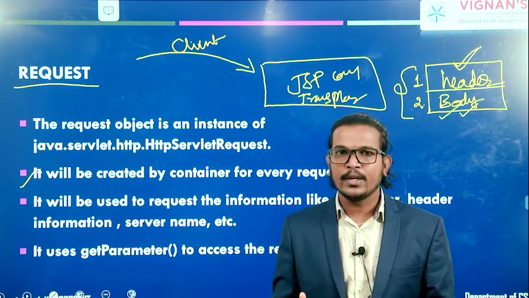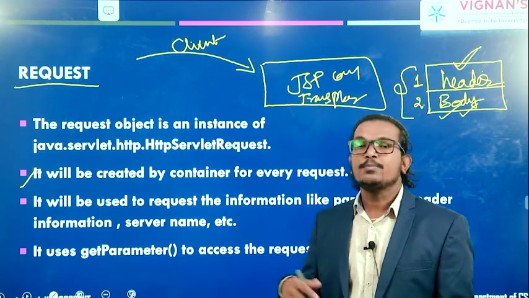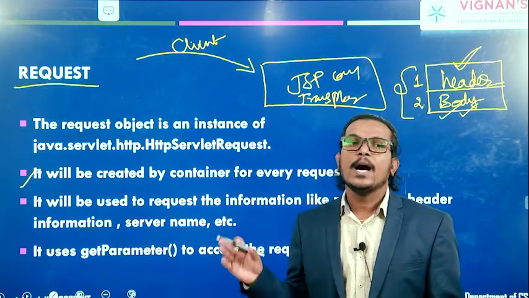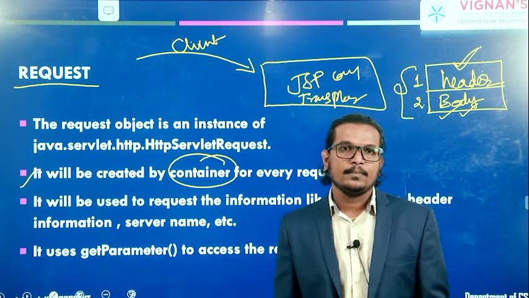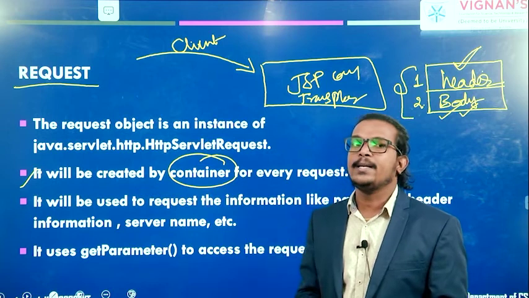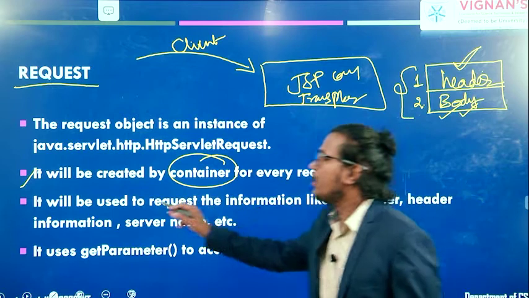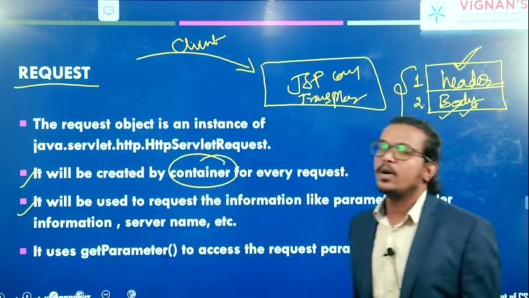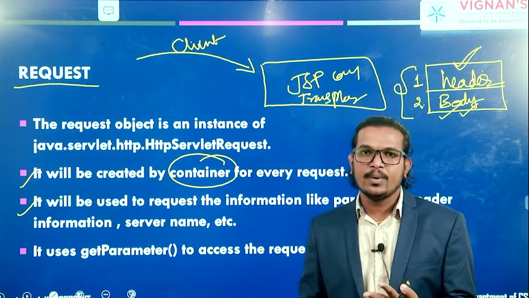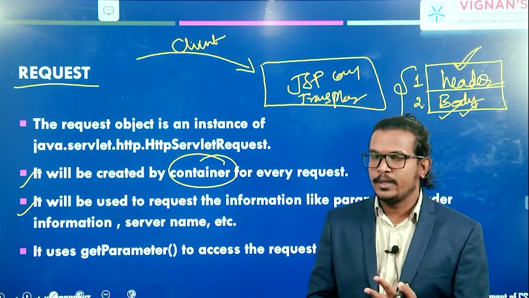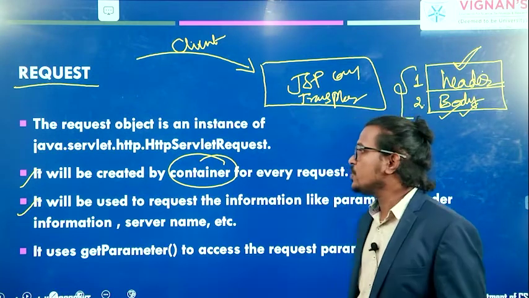For each and every request, a request object will be created, and this request object is maintained by the container. And one more thing you have to remember: with the help of this request object, we can retrieve the header information, and also we can retrieve the user information. Clear?